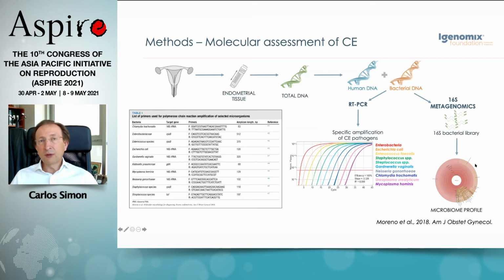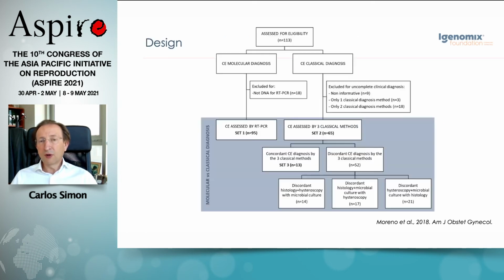So this was the idea for the molecular assessment of chronic endometritis. This is the flow of the paper already published 2 years ago, in which the samples were sent to us blindly by our colleague Ettore Ciccinelli from Italy. Those were patients that had been investigated by the 3 classical methods. We just received the endometrial samples in paraffin.